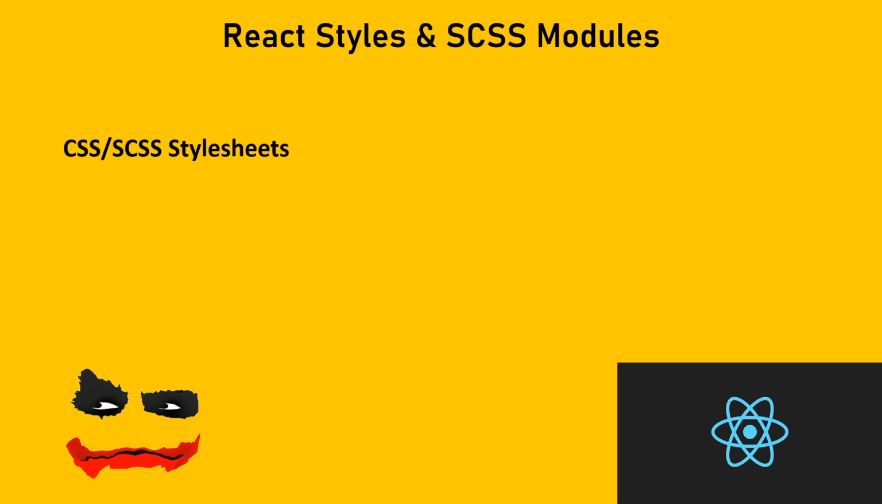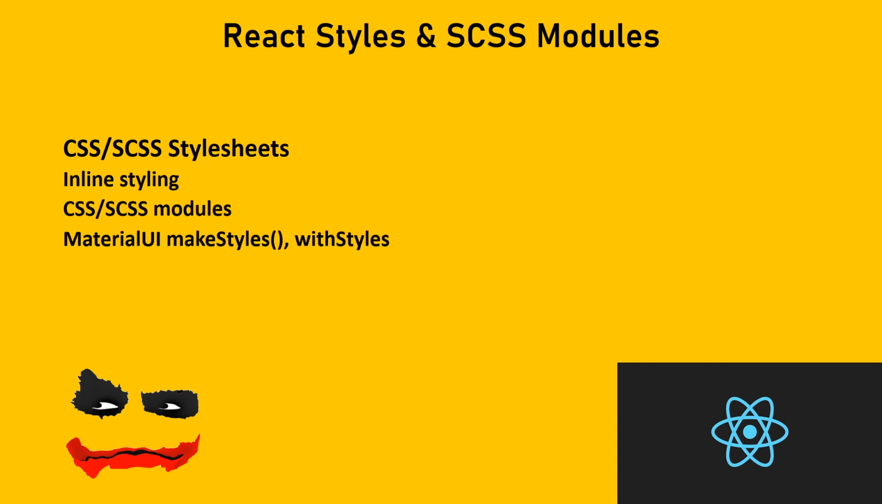So this includes CSS and SCSS style sheets, inline styling, CSS or SCSS modules. We're going to talk about Material UI makeStyles and withStyles higher order function, but I'm going to do a video about Material UI in the future. And CSS-in-JS libraries like styled-components, but I'm going to do a video about that in the future. But today in this video we are going to cover the first four of them.